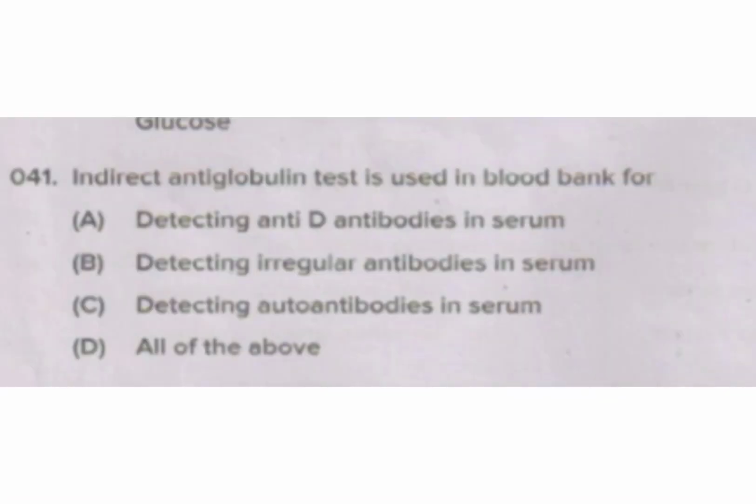Next question. Indirect antiglobulin test is used in blood bank for. Four options are there. Option A, detecting anti-D antibody in serum. Option B, detecting irregular antibody in the serum. Option C, detecting autoantibody in serum. Option D, all of the above. The answer is option D, all of the above. Indirect antiglobulin test is used in blood bank for detecting anti-D antibody in serum, detecting irregular antibody in serum, detecting autoantibody in serum.